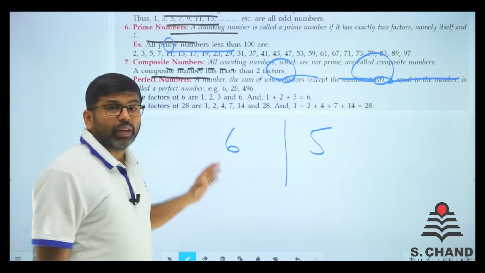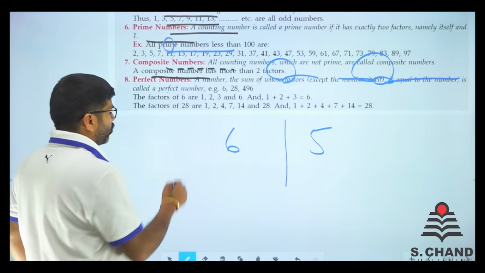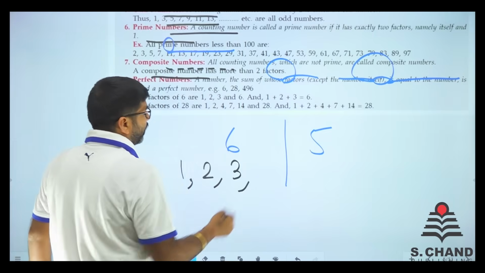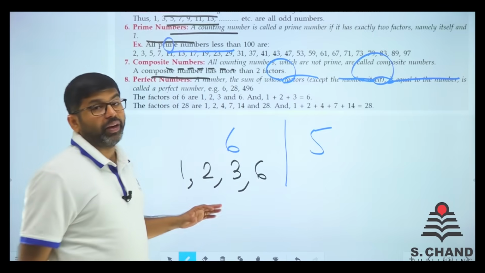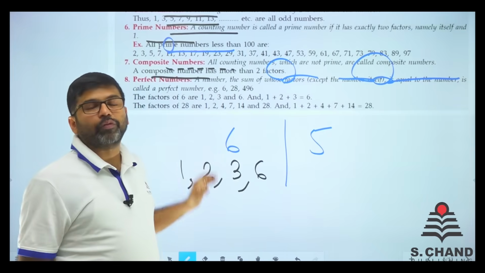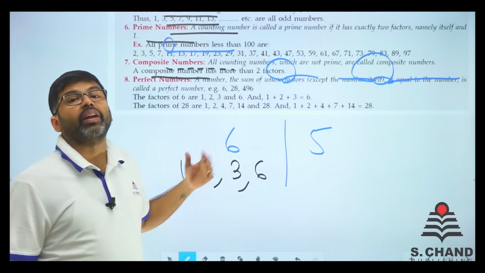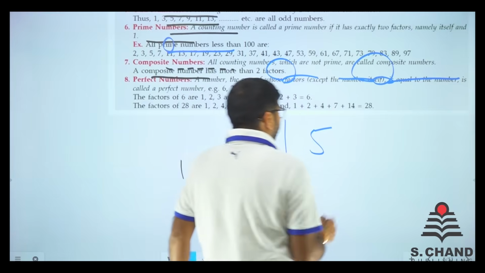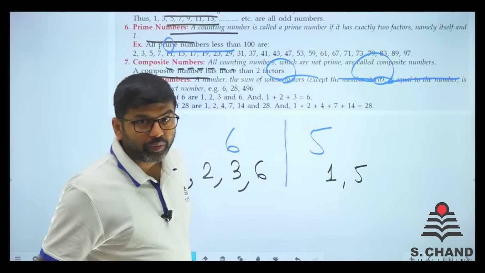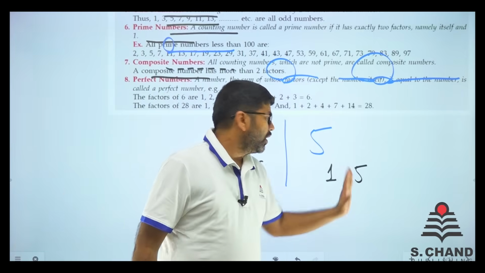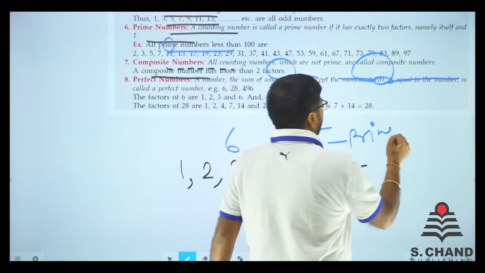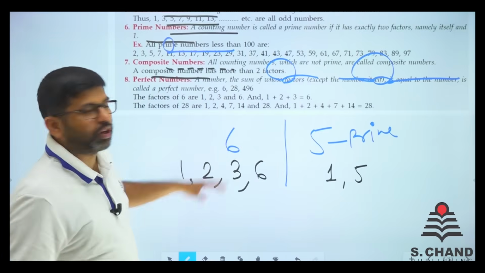So tell me all the numbers by which this is fully divided. It is divided by 1, fully divided by 2, divided by 3, divided by 6, no remainder left. So 6 is divided by 4 natural numbers without leaving a remainder, right? Now 5 is divided by 1 and 5. So any number that has just two factors, the number itself and 1, is known as prime. So obviously this is not prime, right?